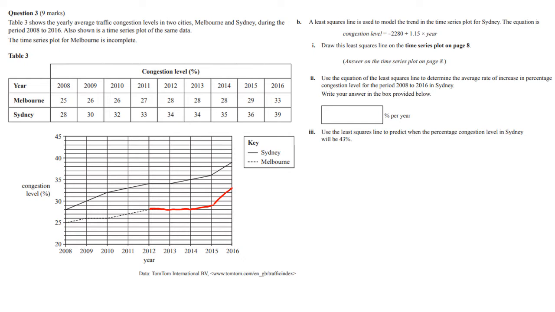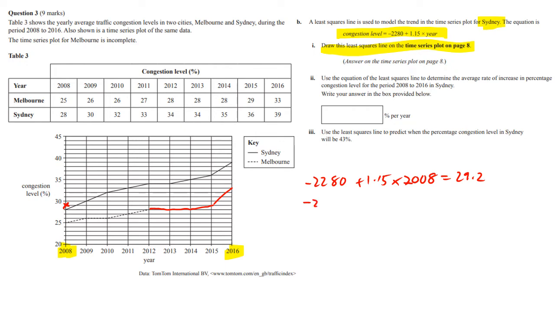Now we've got this equation for Sydney, and we've got to draw this onto the time series plot on page 8, which is actually just to our left. And all you got to do basically is take your endpoints and put them into that equation, and you'll get the coordinates. So if you do minus 2280 plus 1.15 times 2008, you should get 29.2, which looks like being about there.